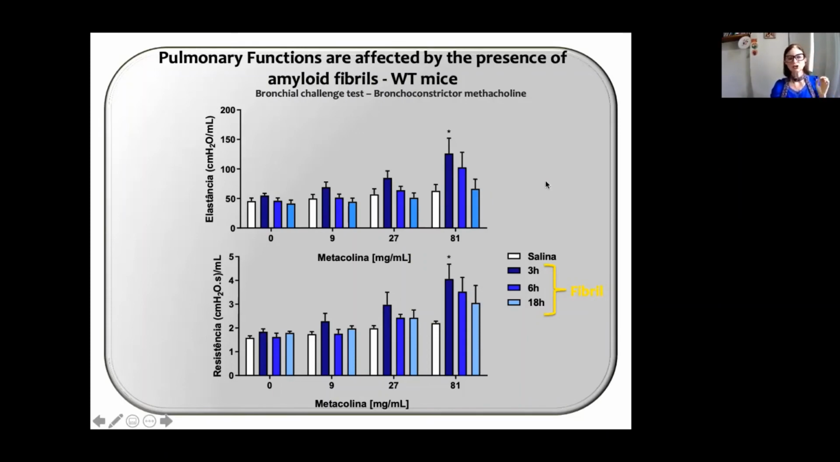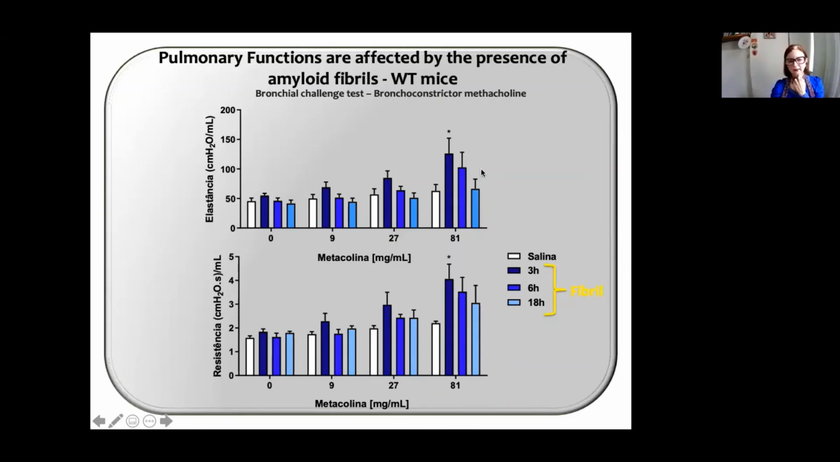And just to show here, this is a physiological pulmonary function that we are evaluating right now. So we have only this data with the wild type mice. Here we use methacholine, that's a bronchoconstrictor, and so we challenge this animal with this compound. So here is only for the wild type mice.